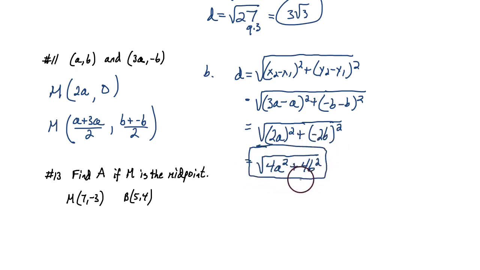It is possible to use some factoring and to factor out the 4 away from the a squared plus b squared, and then you could take the square root of the 4. So another possible answer is 2 square root of a squared plus b squared. Either of them is fine.